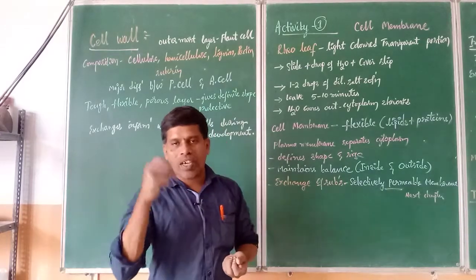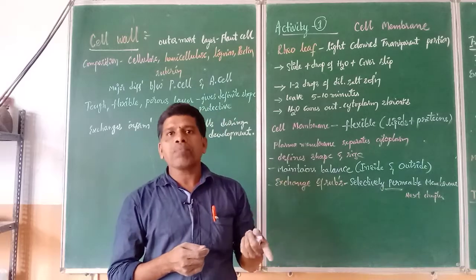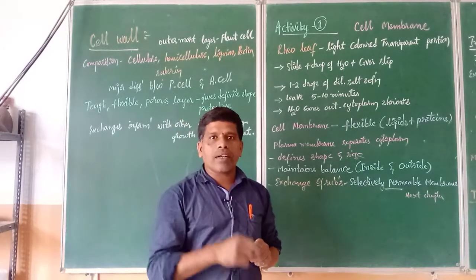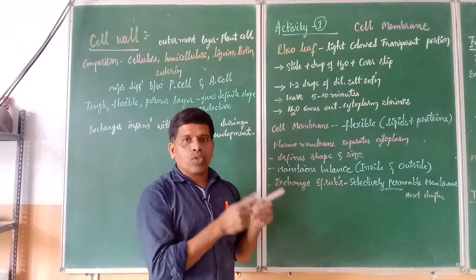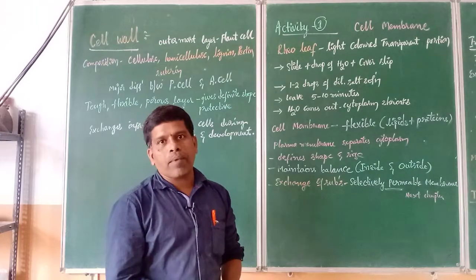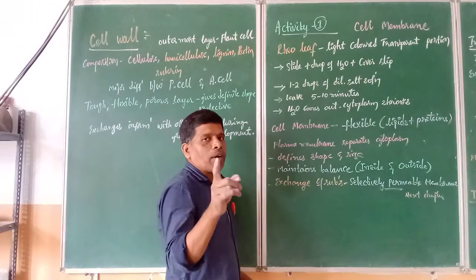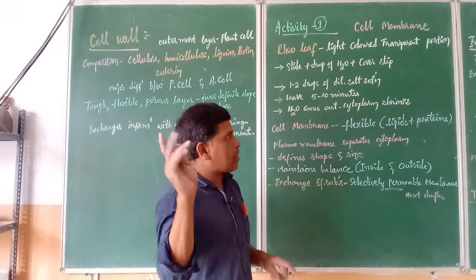So one more difference we can point out here. Just now we said chloroplast is present in plant cell, absent in the animal cell. Like that, in the plant cell, the cell wall is the outermost layer, but in animal cells the outermost layer is what? Cell membrane. So every organism, remember, whether it is a plant cell or animal cell, two basic things are present compulsorily.